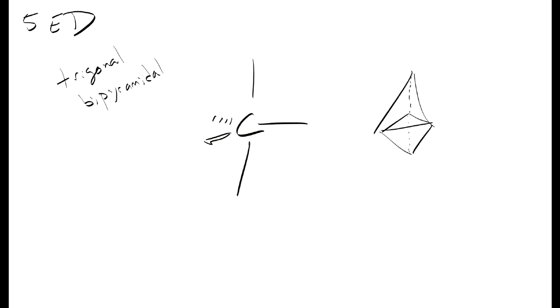The other thing is that unlike every other geometry, 5 electron domains gives it a different sort of geometry. It has 2 different positions. Okay, so it has the polar and the equatorial. Sorry, polar or axial. It's not axial, but axial.